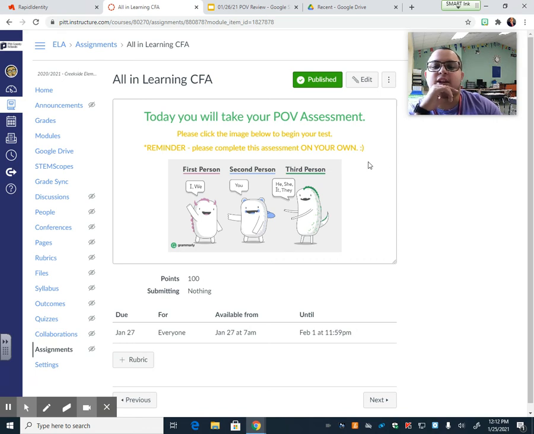It says, today you're going to take your POV assessment. Please click the image below to begin your test. Remember, this is one test that you have to complete by yourself. So you're going to click this picture, and then it's going to take you to your assessment. I can't show you what it's going to look like right now, just because my students are going to be taking it face-to-face. But when you get into All in Learning, there's going to be 12 questions. And 10 of the questions are going to be point of view, and 2 of the questions are going to ask you to use your context clues to determine the meaning of 2 unknown words.